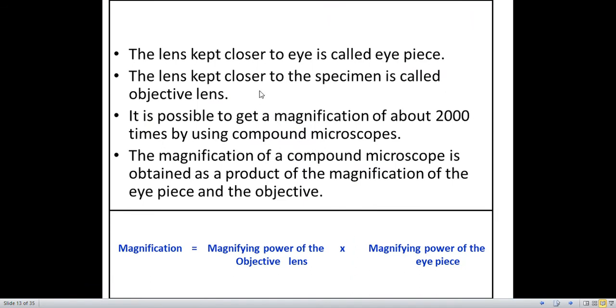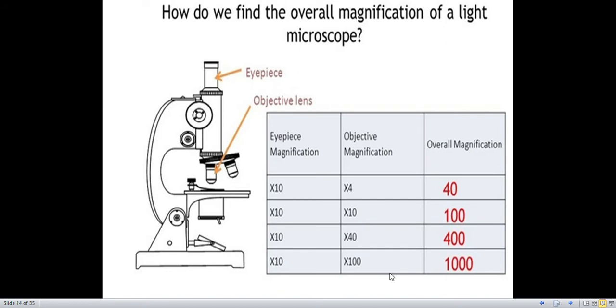The lens kept closer to the eye is called the eyepiece. The lens kept closer to the specimen is called the objective lens. It is possible to get a magnification of about 2000 times by using compound microscopes. The magnification of a compound microscope is obtained as the product of the magnification of the eyepiece and the objective. We can use this equation to get the magnification: magnifying power of the objective lens times magnifying power of the eyepiece.